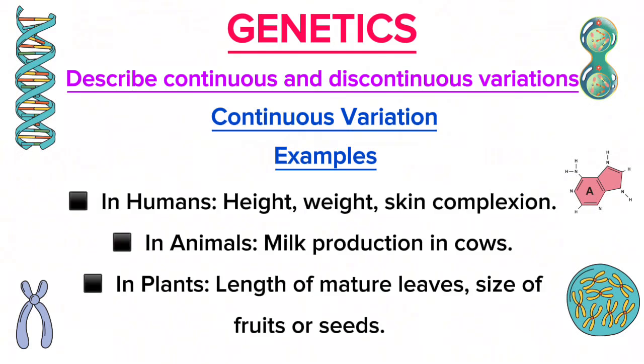So let's talk about examples of continuous variation. In humans, we see continuous variation in height, weight, or skin complexion. In animals, you can quantify them through milk production in cows, and in plants, you can see the difference in length of mature leaves, size of fruits or seeds.